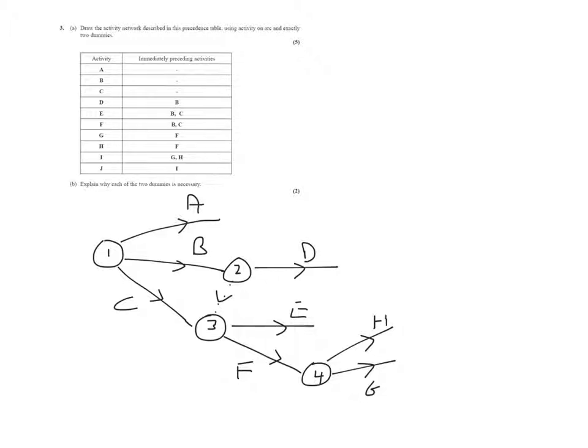What about activity I? That requires G and H to have been done first. Doesn't really matter what order I put them in. I'm going to do it like this. So now that I can see that I can't start any further activities until G and H have been done, the further activity is I. I requires G and H to have been done. There it is. So now I can put I in from there.